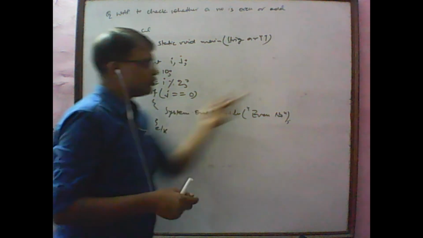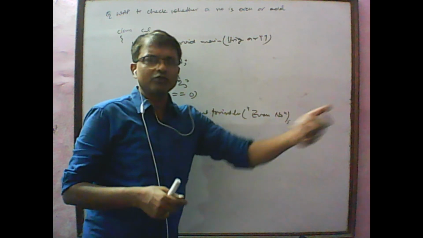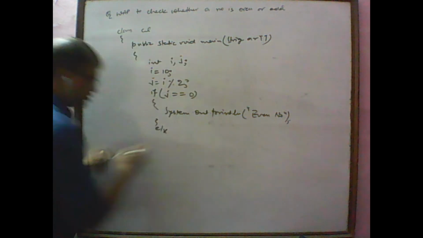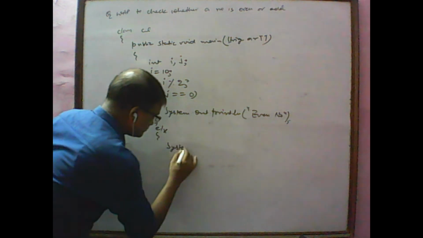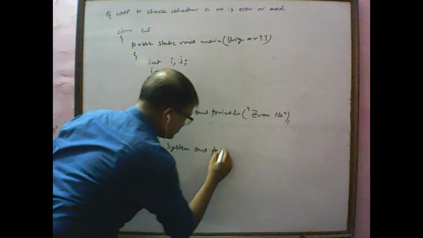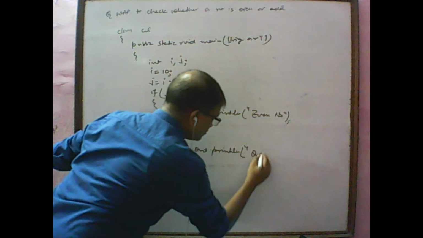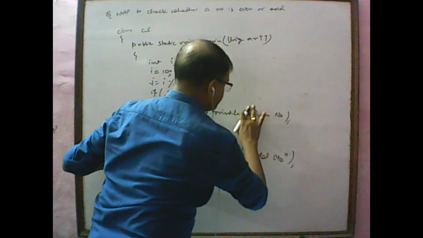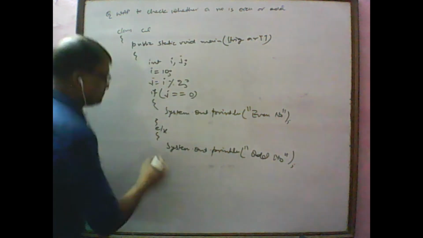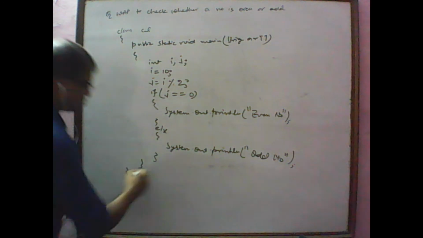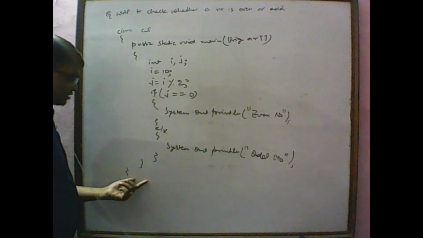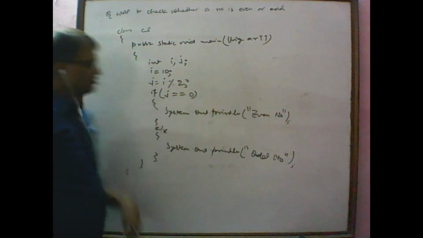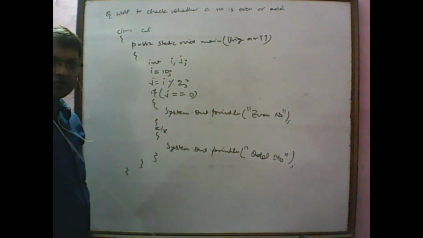If J is not equal to 0, it means remainder is not equal to 0, and that means the number is not divisible by 2. The number is not divisible by 2, so the number will be odd. So else, System.out.println, odd number, in double quotes. Close main and close class. These are compulsory. You must close the main function and the class. Okay, so this is to check whether a number is even or odd.